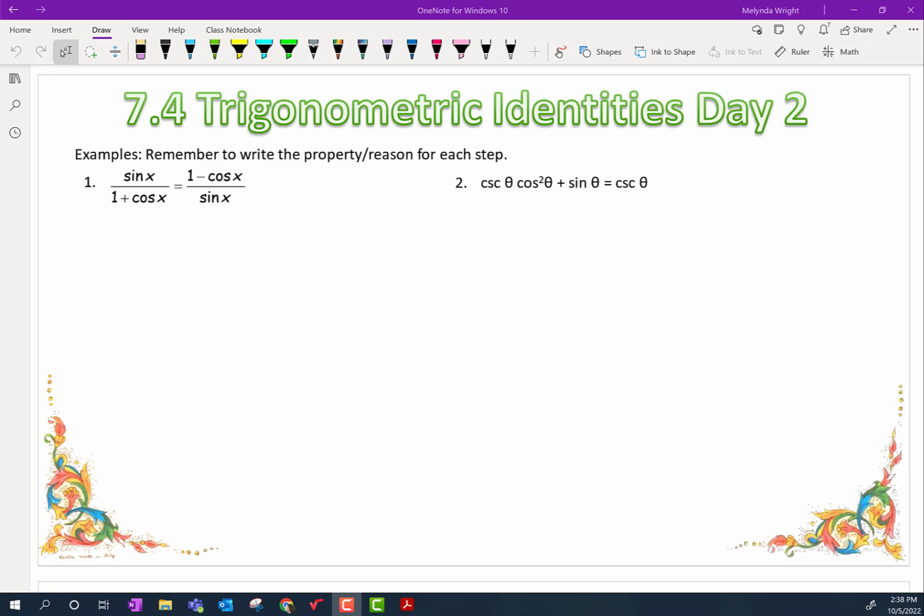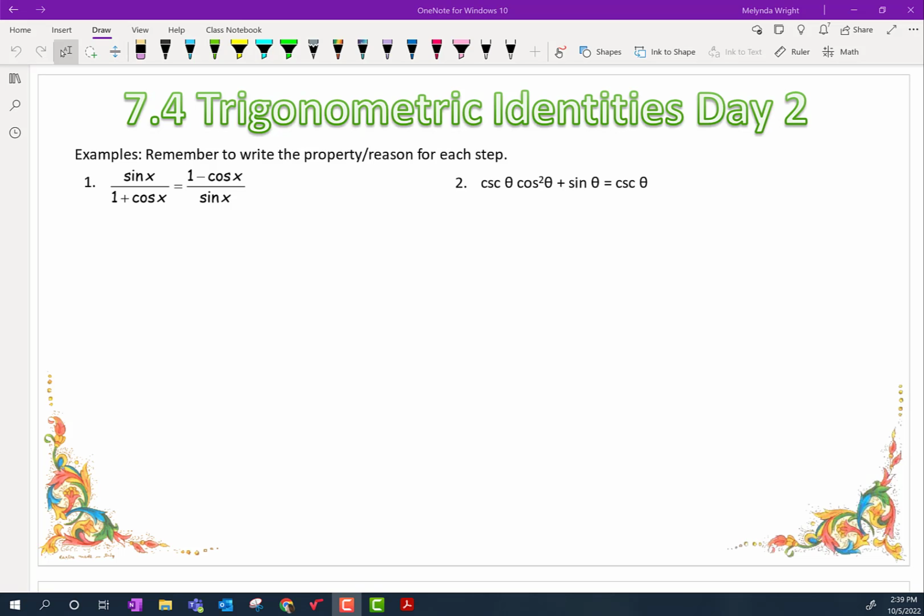One being that we're only allowed to work on one side of the equal sign. You get to pick which one you want to do, but it's only one side. Okay, we can't work both sides. And the other thing is we really need to write a reason for each of our steps. There's a couple of reasons for that.